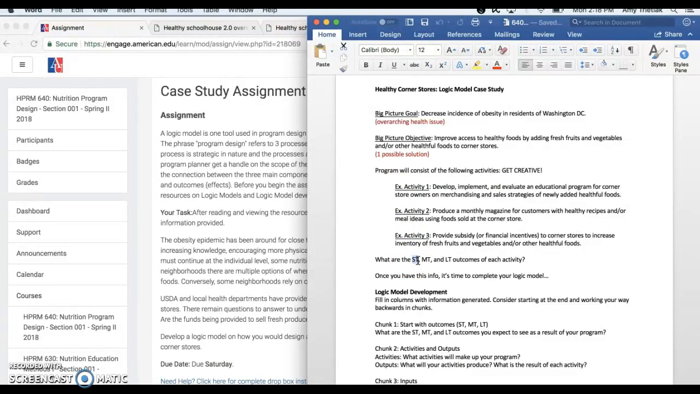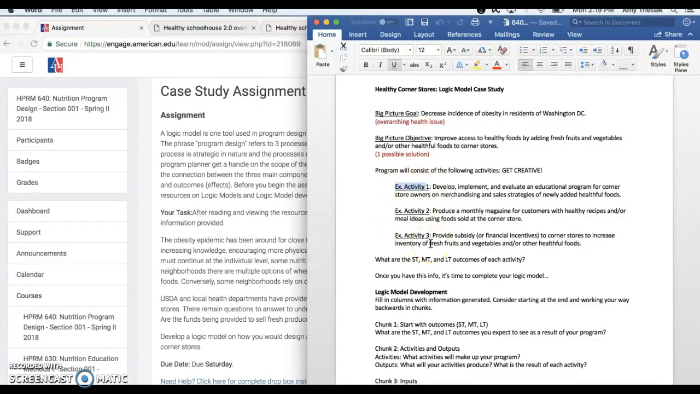What changes do I want to see in knowledge, attitudes, skills, for example, beliefs? If I'm looking at my medium-term outcomes, I'm thinking about behaviors. So what are the behaviors that I want to see as a result of this particular activity? And when I think about the long-term outcomes, I'm thinking about the health outcomes. What are the ultimate changes in health that I want to see as a result of this particular activity? So I would answer those questions for activities 1, 2, and 3.